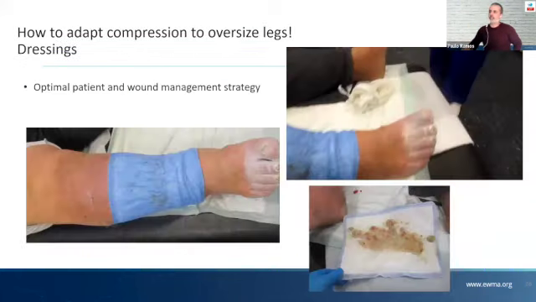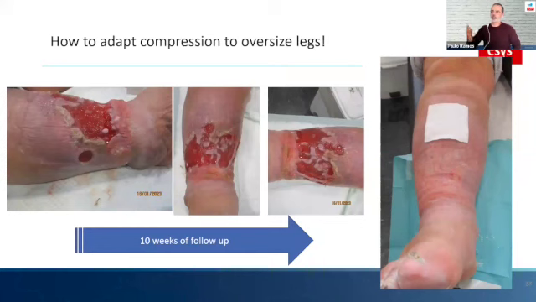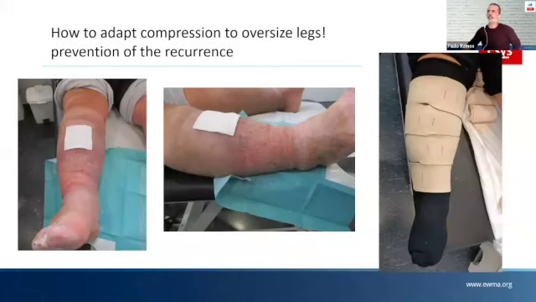And as you can see here, this is just a comment about the superabsorbent dressing. It's not important for this specific topic we are discussing today, compression therapy. But of course, we see 10 weeks of follow-up and the ulcers, just small points of unstable epithelium.